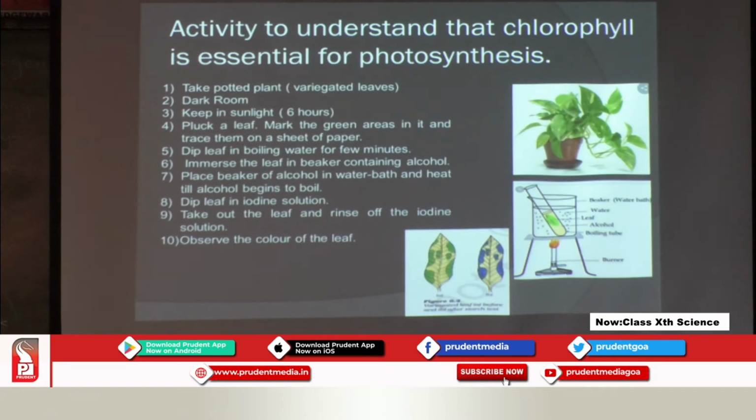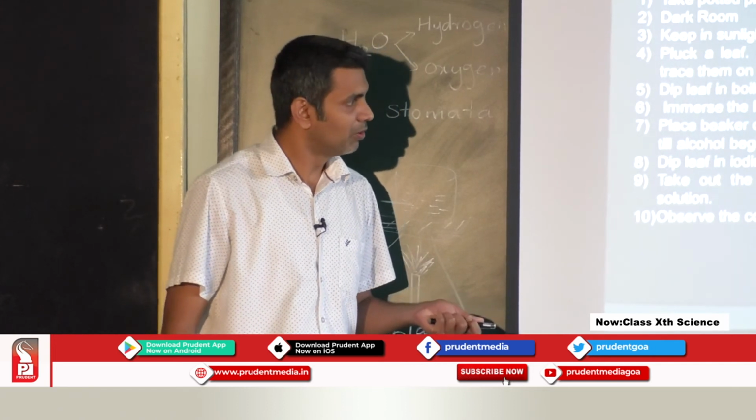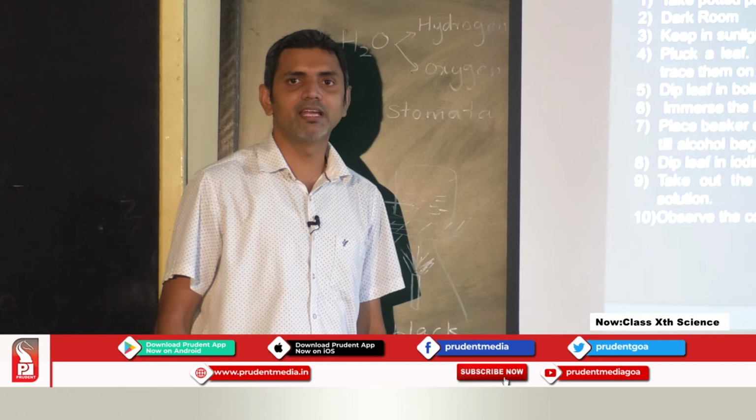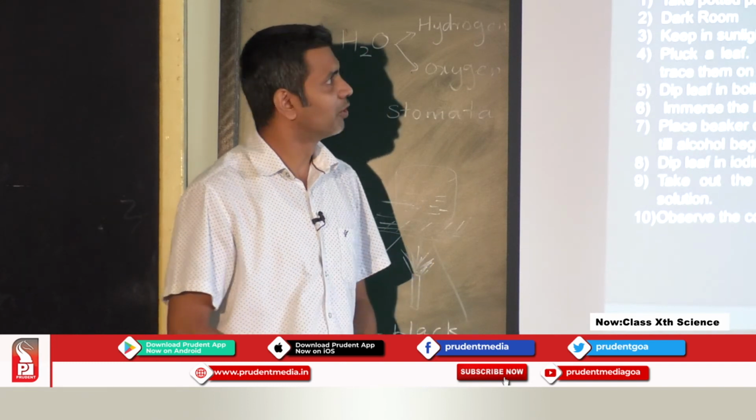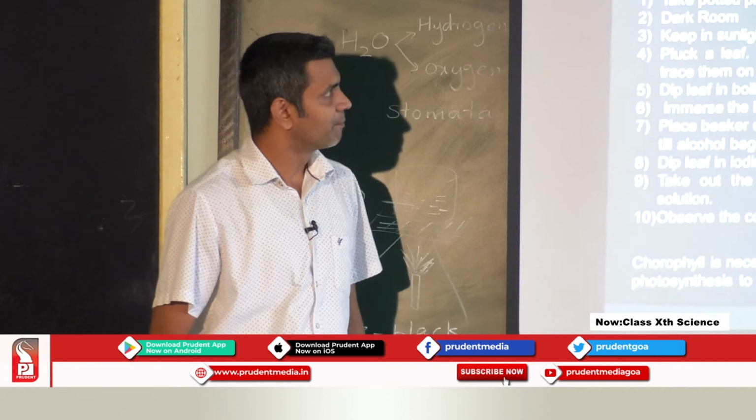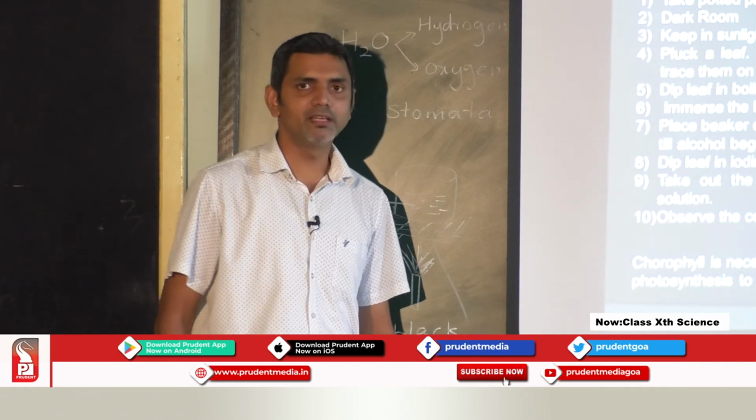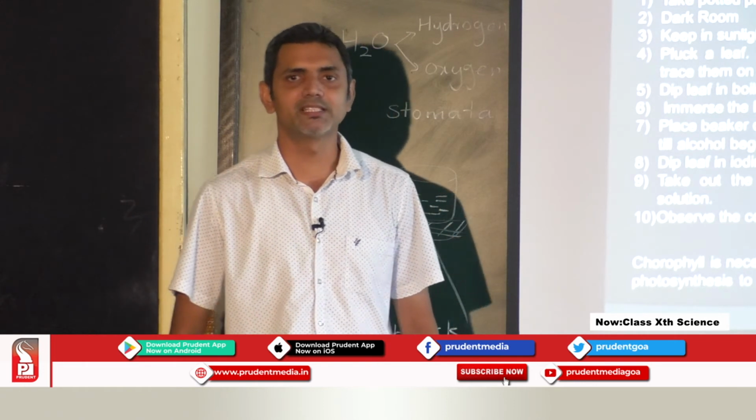As we can see here, this is the original leaf which had green color patches, and only that part turned blue-black here. So, this indicates that the part which was green in color, only that part produced food. So, with this activity, we understand that chlorophyll is essential for photosynthesis. We have seen this activity wherein chlorophyll is essential for photosynthesis.